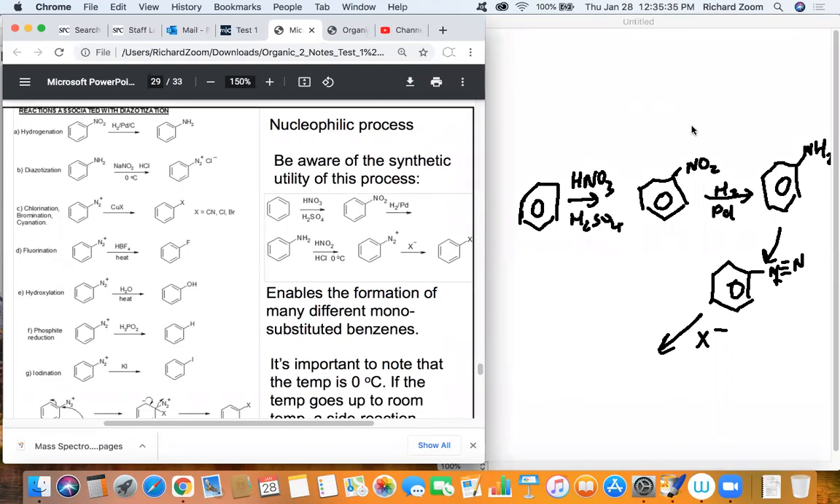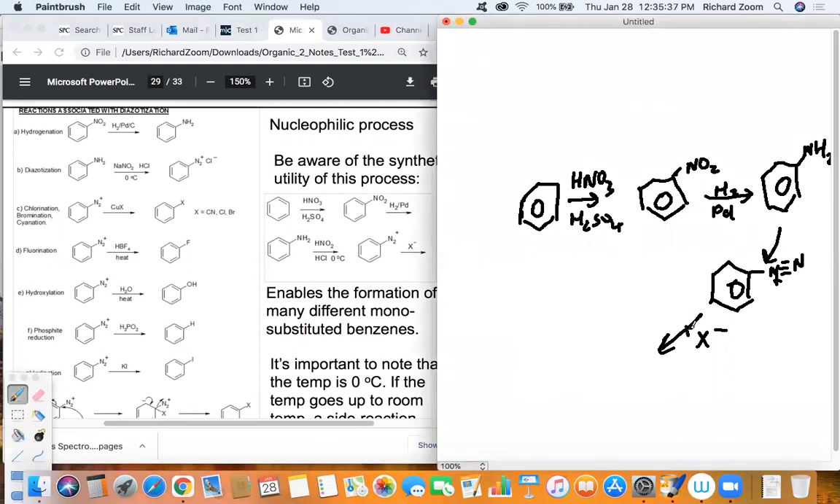So in nucleophilic species X minus, that replaces that N2, and there's a whole lot of X groups that we can put on there. So that's the utility of the diazidization reaction. We can take a benzene ring and put any of these different groups on there: CN, Cl, Br, F, OH, or I, or even put an H back on if we need to.